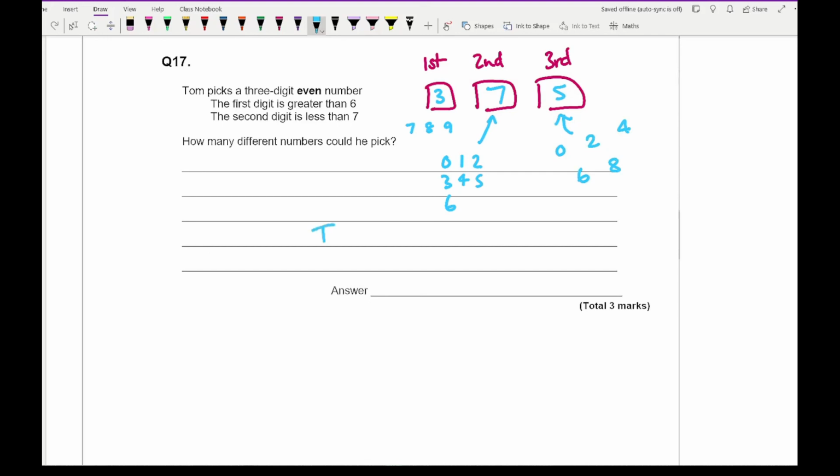So the total number of possibilities is going to be 3 times 7 times 5, and that gives me an answer of 105. And there is my final answer.